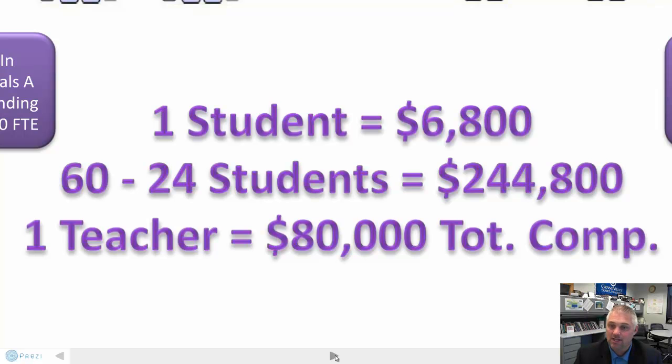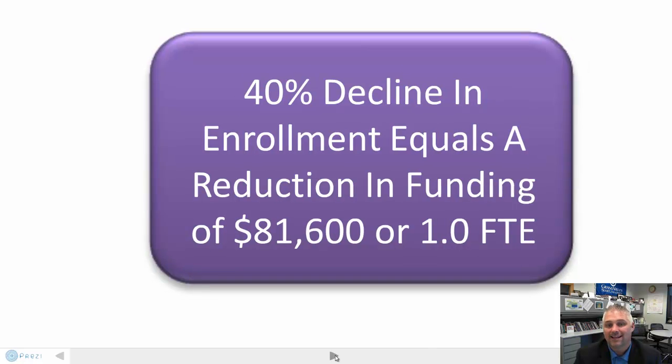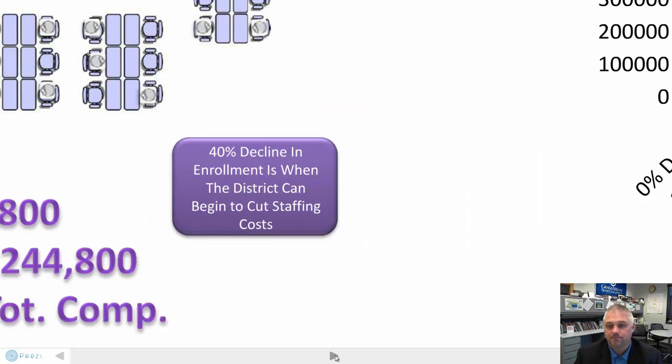And this has an argument even when it comes to consolidating schools. The numbers just don't fit. They don't work. And we just have to start understanding that there has to be a different way, a different model. And if we look at this, 40% decline in enrollment equals a reduction in funding of $81,000, or the equivalent of one teacher, and that's finally when I can actually break even on my fiscal challenges. So until I get the 40% declining enrollment, I can't find a significant cut in labor cost. That's when the first labor cut occurs for the instructional staff.